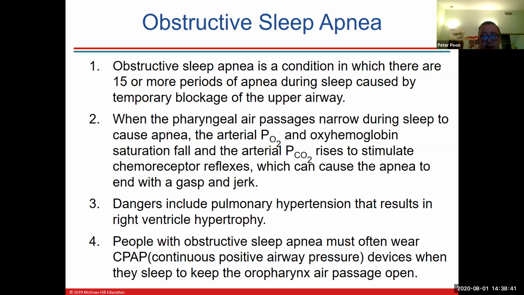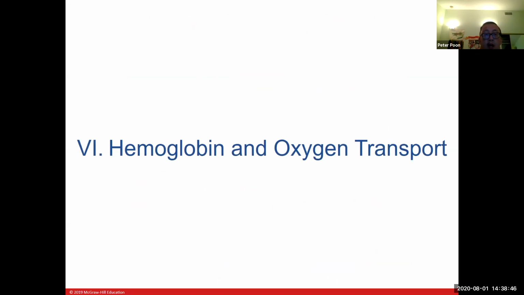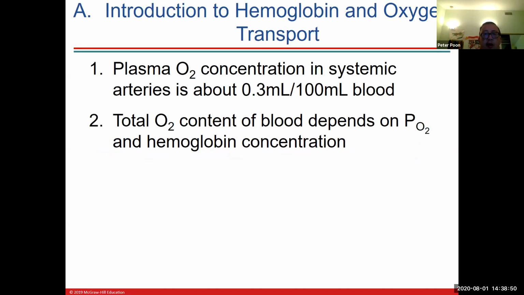You can read up on sleep apnea on your own. Hemoglobin and oxygen transport, I do want to get into.